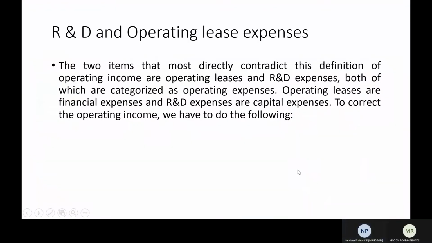The two items that most directly contradict this definition of operating income are operating leases and R&D expenses, both of which are categorized as operating expenses. Operating leases are financial expenses and R&D expenses are capital expenses. To correct the operating income, we have to do the following. Let us go to the next slide.